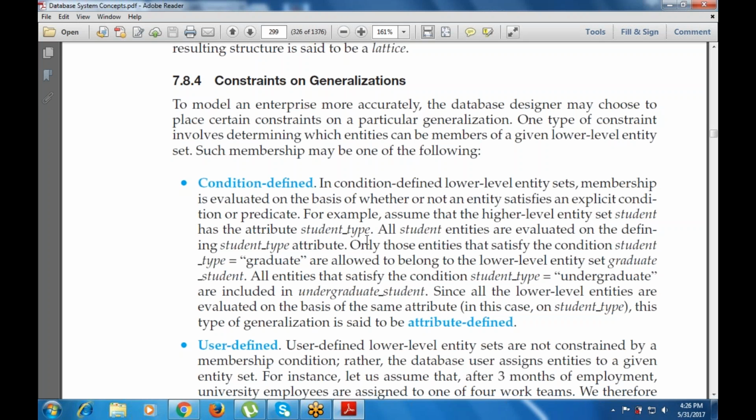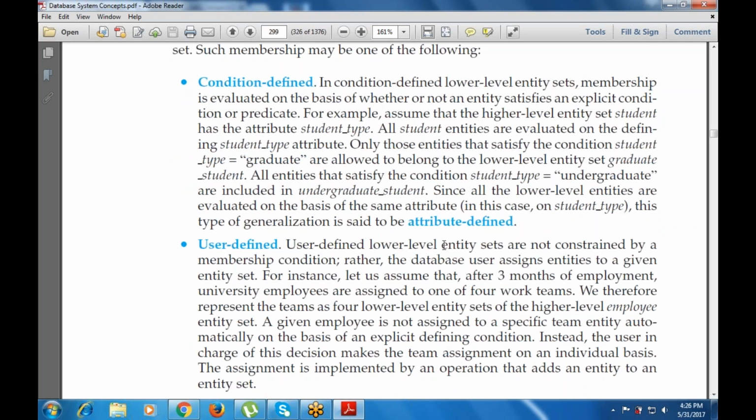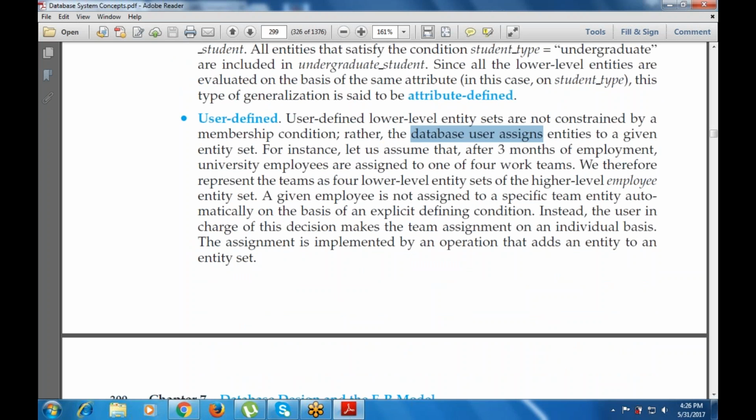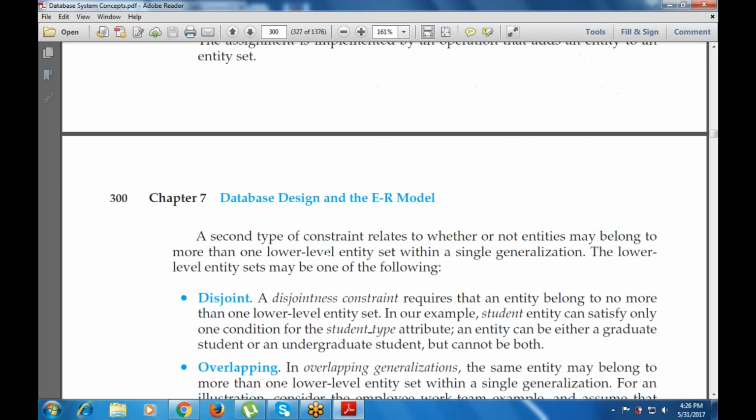Next one is user defined. User defined lower level entity sets are not constrained by a membership condition. Rather, the database user assigns entities to a given entity set. Assume that after three months of employment, university employees are assigned to one of four work teams. We therefore represent a team as a lower level entity set of the high level employee entity set, and an entity is added to the entity set through an explicit operation.